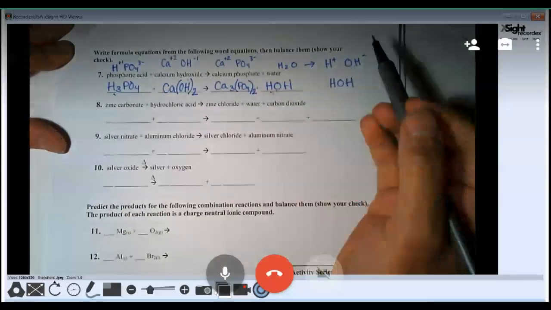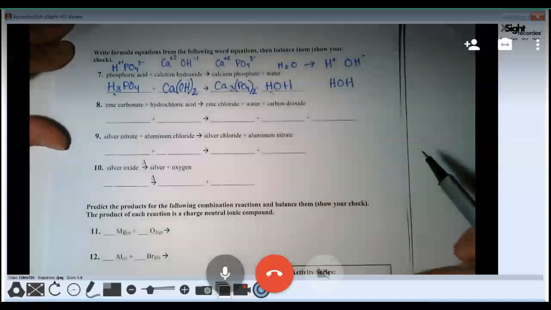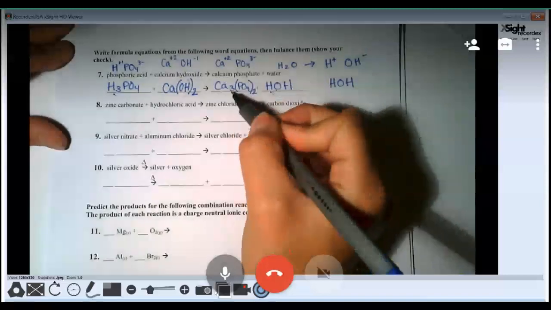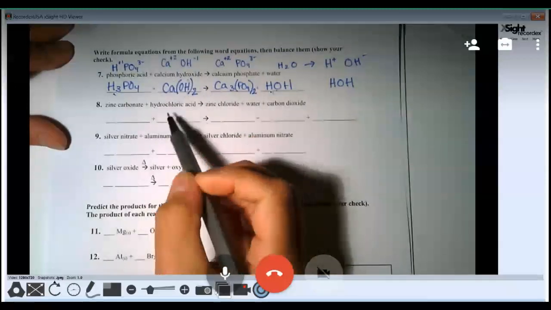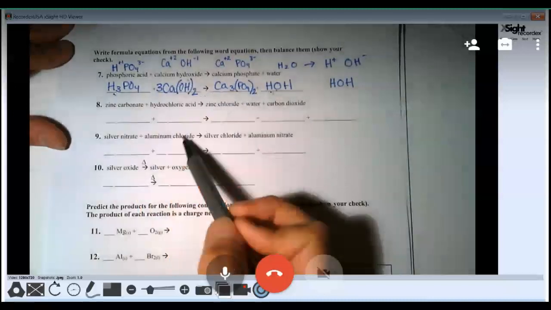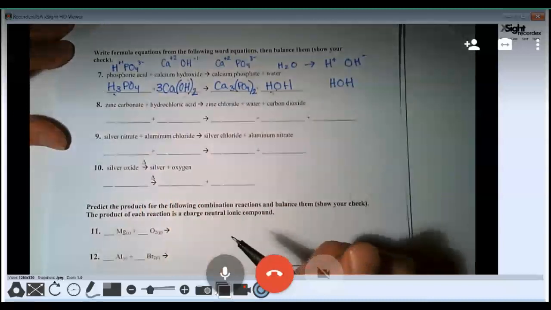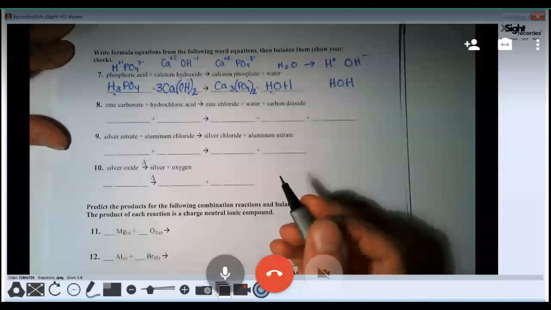Okay. Okay, so now we just have to balance. So what's something that's out of balance? Calcium, okay, perfect. So we have 3 calciums on our product side, and we only have 1 on our reactant side. So to fix that, we can put a 3 in front of calcium hydroxide. Okay, what else is out of balance?